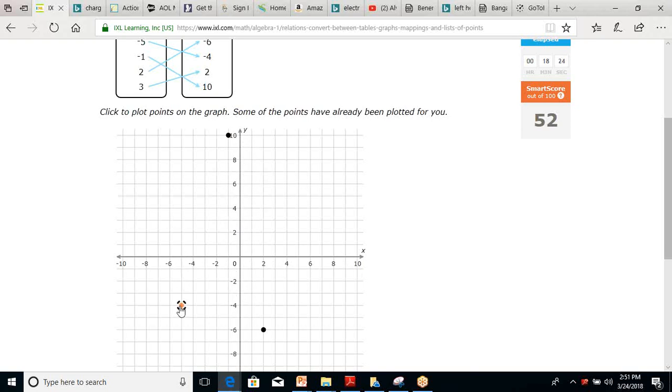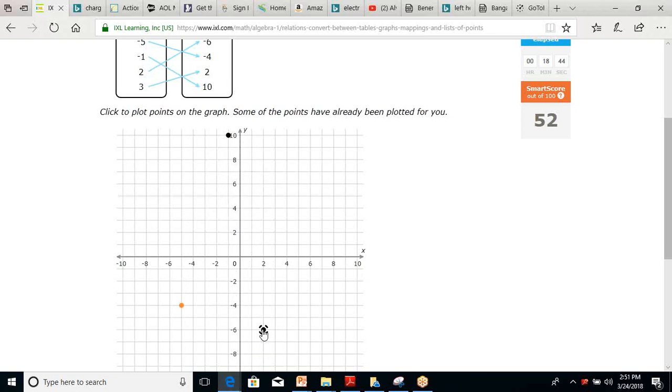So you're going to have that point there. Okay. Now the next one is minus 1 and plus 10. So minus 1 is your x coordinate, minus 1 and plus 10. That is already there. Then you have 2 and minus 6. So your x value is positive 2, and minus 6.